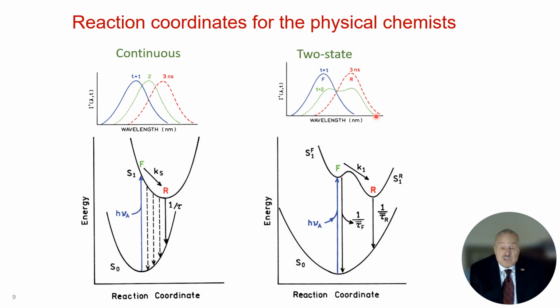This is purely for the physical chemists who might be watching this and are thinking, what's this guy talking about? So I just thought I'd show off a little bit and say that we have a reaction coordinate for the continuous state where the molecule can be emitting during the process of relaxation, or in the two-state process that we have two different minima in the excited state, and the F state is going to the R state. We wrote it as K1 here, but we really mean the rate of relaxation.